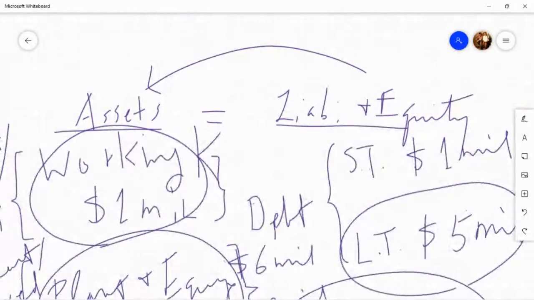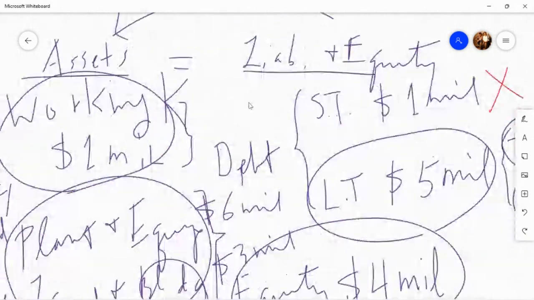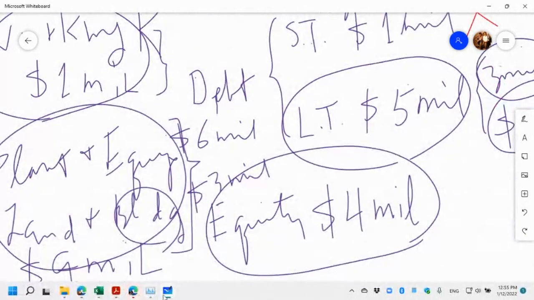So the point is, there are three levels at which assets can be defined. One, what you own. Two, assets equal liabilities and equity. Three, assets must have income generating capability. So then, using these, think about it.